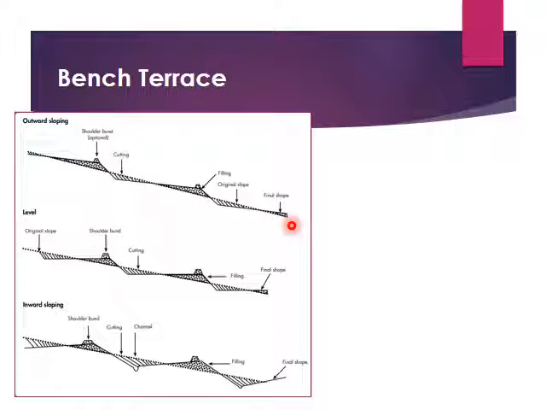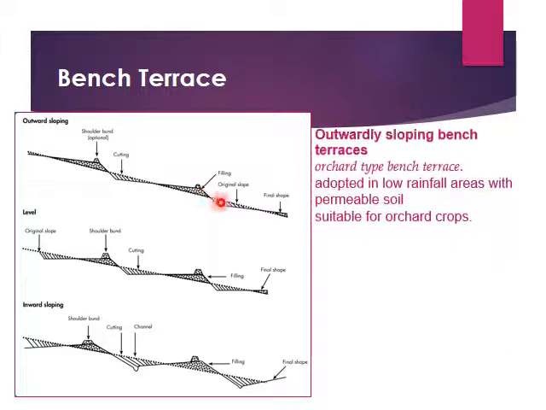So now we will be seeing the bench terrace types. The first one is outward sloping. If the platform is sloping outwards, this is the riser side, that is called outward sloping bench terraces. It is suitable for orchard crops and can be adopted in low rainfall areas and permeable soils.